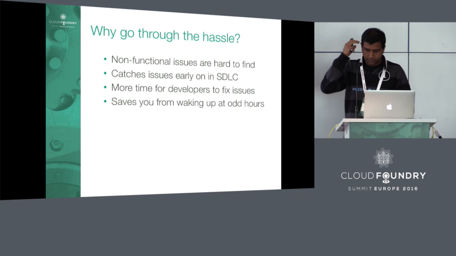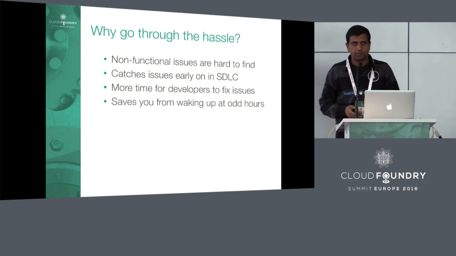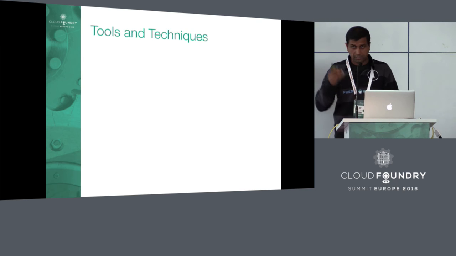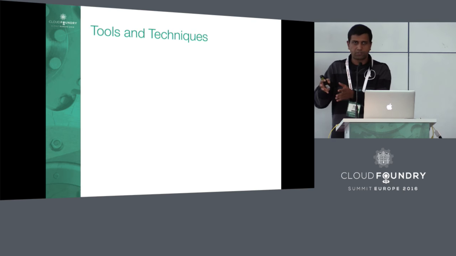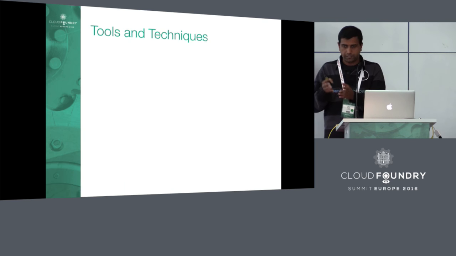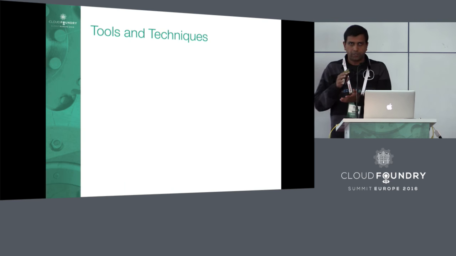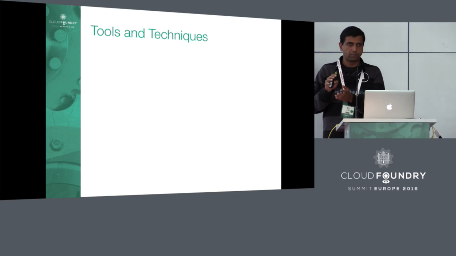So some of the tools and techniques that we've used to do performance testing, let me start with the type of tests that we do. We start off with initially a capacity test where we deploy the app or service to one instance of Cloud Foundry, and once we deploy it to one instance, we then test it to make sure the service is tuned for the most optimal performance in that one instance.